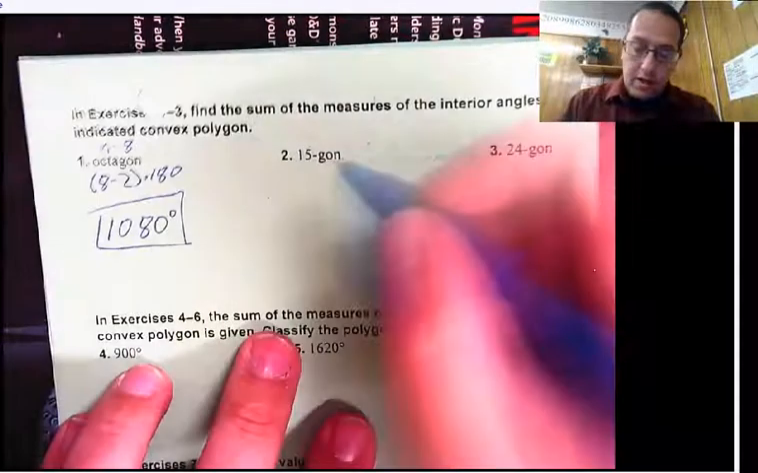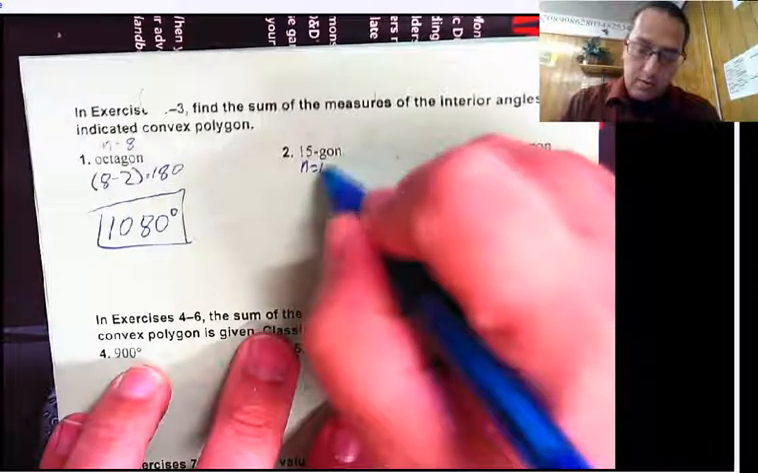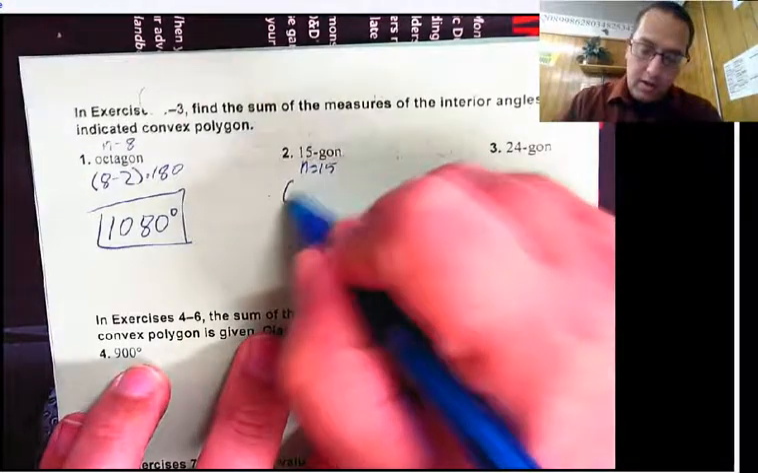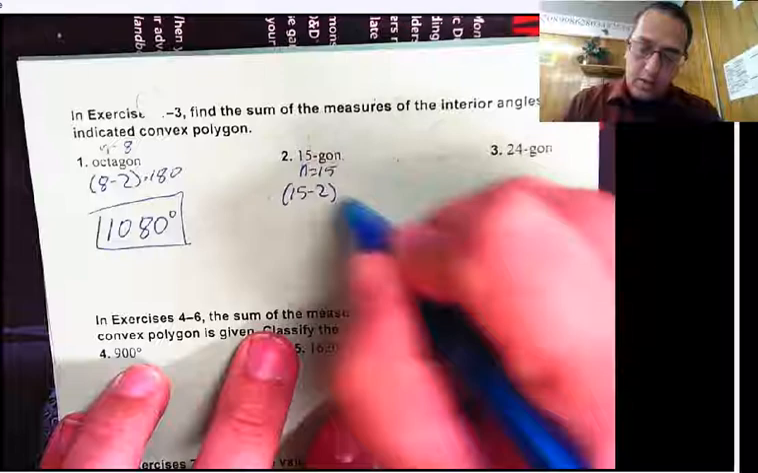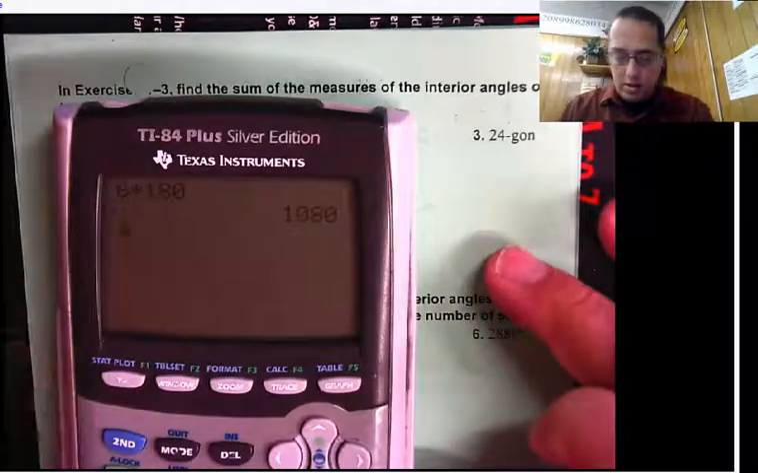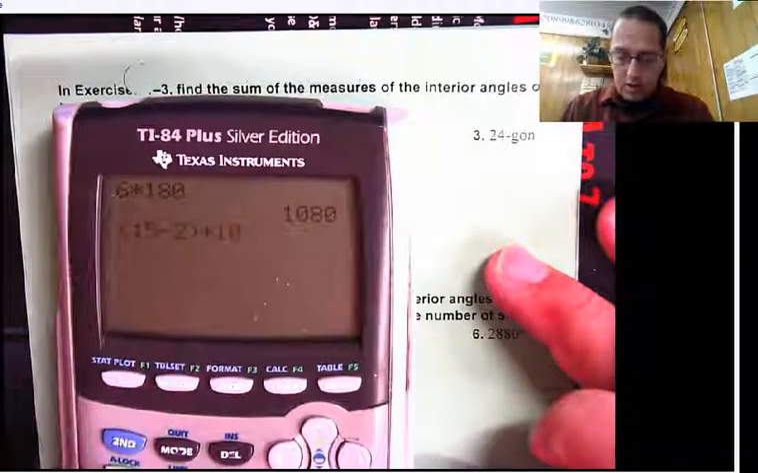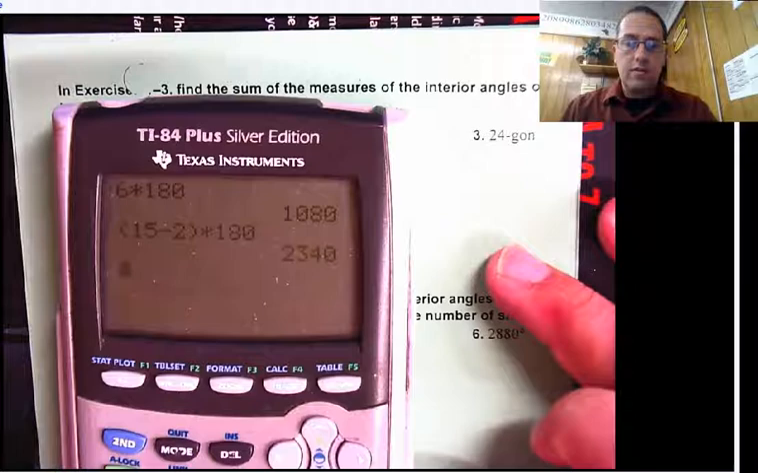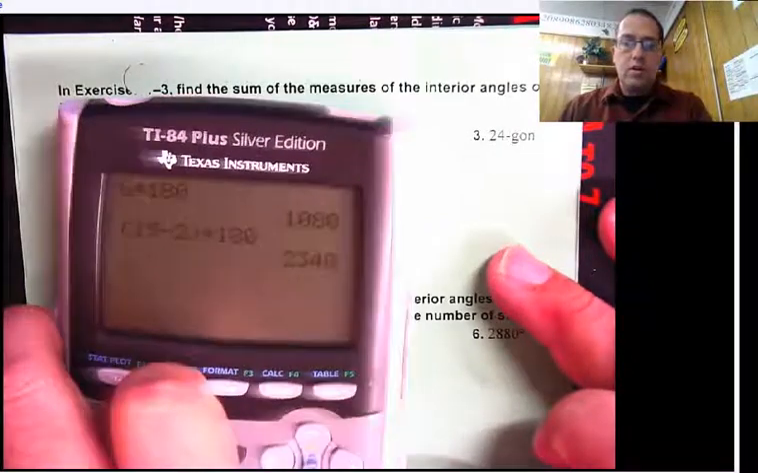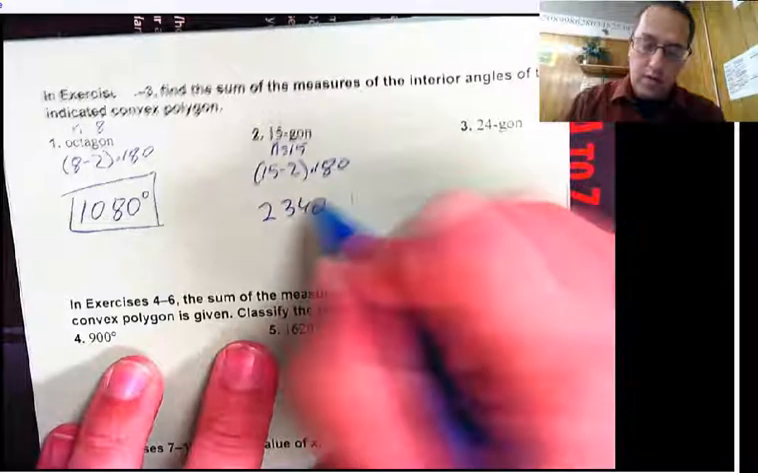Let me just type this in. We have a 15-gon, so what's n? Well, that's pretty obvious. It's 15, right? So n equals 15. So we have 15 minus 2 times 180. So 15 minus 2 times 180 gives us 2,340 degrees.